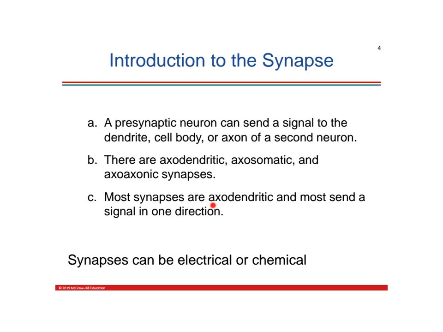So again, most synapses are in fact axodendritic, the typical picture you'd see in a textbook, and mostly synapses will send a signal in one direction. In a more advanced class, we might talk about retrograde signals that pass from the postsynaptic cell back to the presynaptic cell. But for our purposes here in this class, we'll mostly consider signaling in one direction. And finally, synapses can be both electrical or chemical.